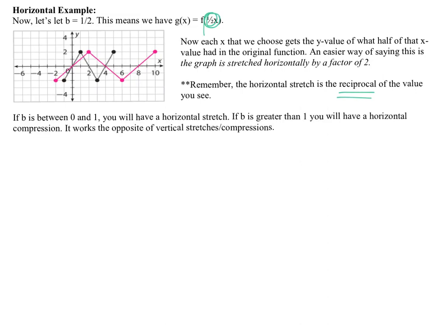And if b is between 0 and 1, like I said, you'll have a stretch, so it's the opposite of what the vertical did. The vertical, if it was between 0 and 1, it compressed it. And if b is greater than 1, then you'll have a horizontal compression. So it's the opposite. Just keep that in mind. Just like the left and right shifts are opposite for x as they are for y.